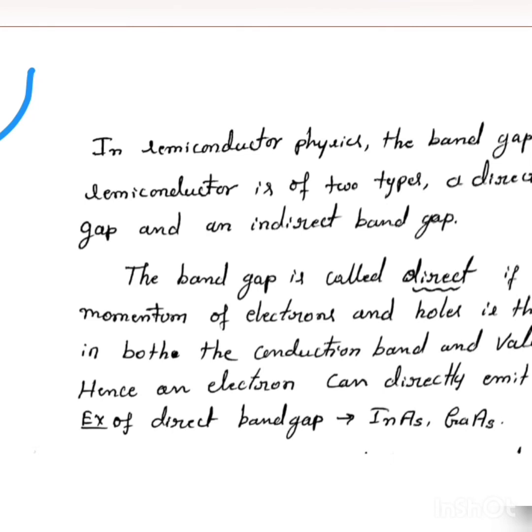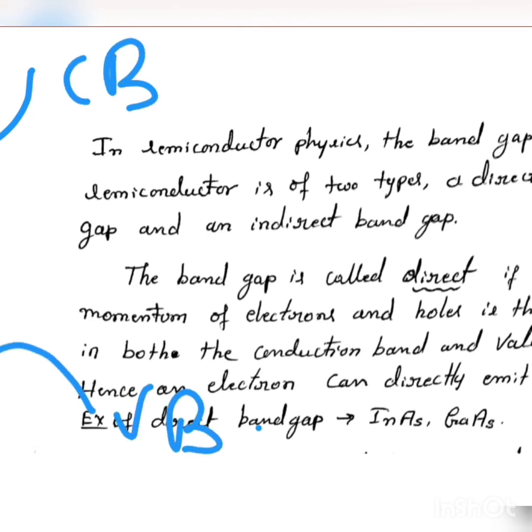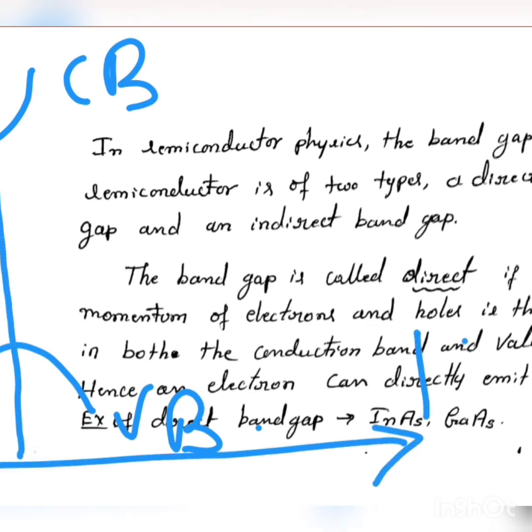this is the conduction band and this is the valence band. This can be explained by plotting an E-K diagram. In an E-K diagram, K is the momentum and E is the energy. If the minimum of the conduction band and the maximum of the valence band are at the same K, that is K equal to 0 here, where K is the momentum or propagation constant, then it is a direct band gap semiconductor.